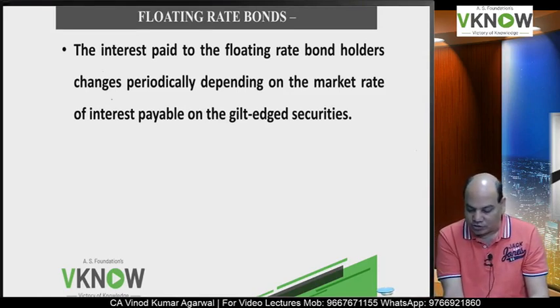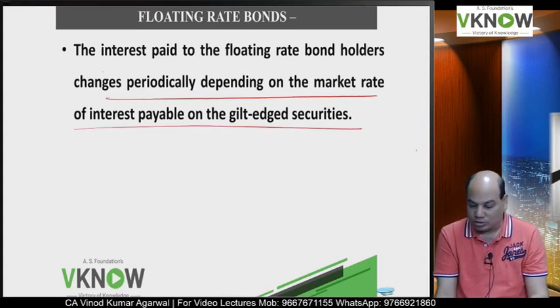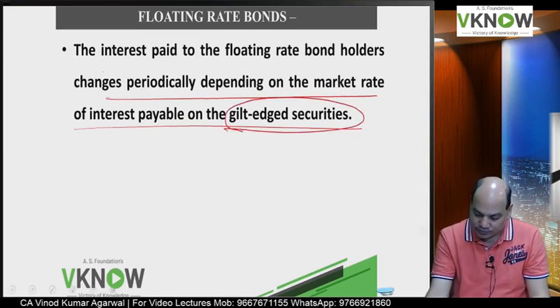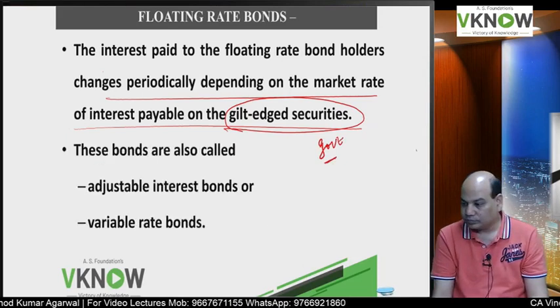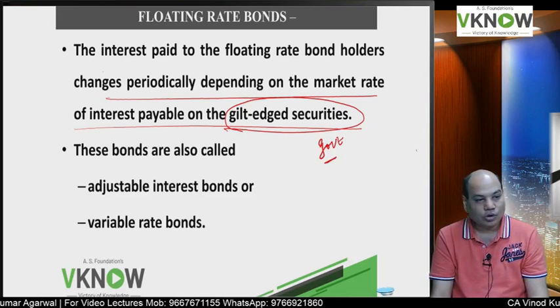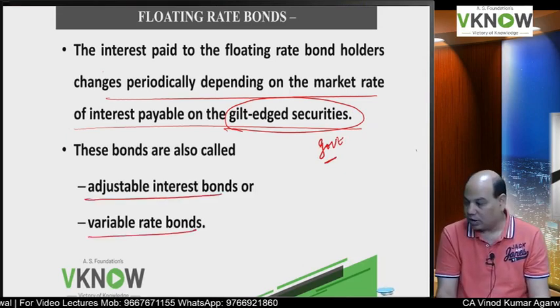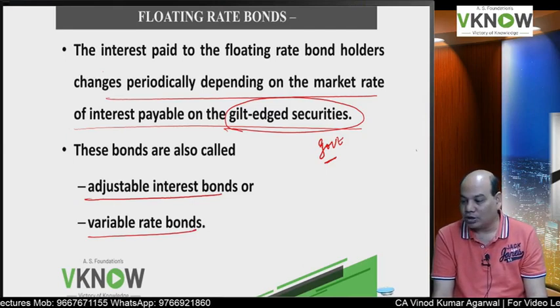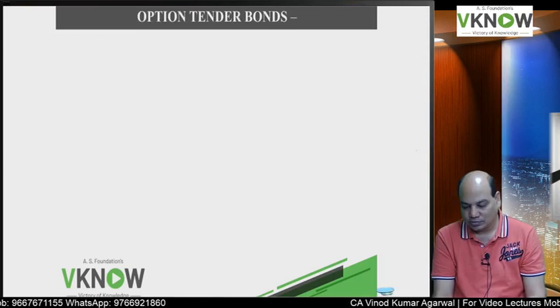So the interest rate changes periodically depending on the market interest rate payable on gilt-edge security. Gilt-edge security means government securities. These bonds are also called by other names like adjustable interest bond, variable rate bond. So in the exam, if they say write a note on variable rate bond, or write a note on adjustable interest bond, they are asking you the same question.